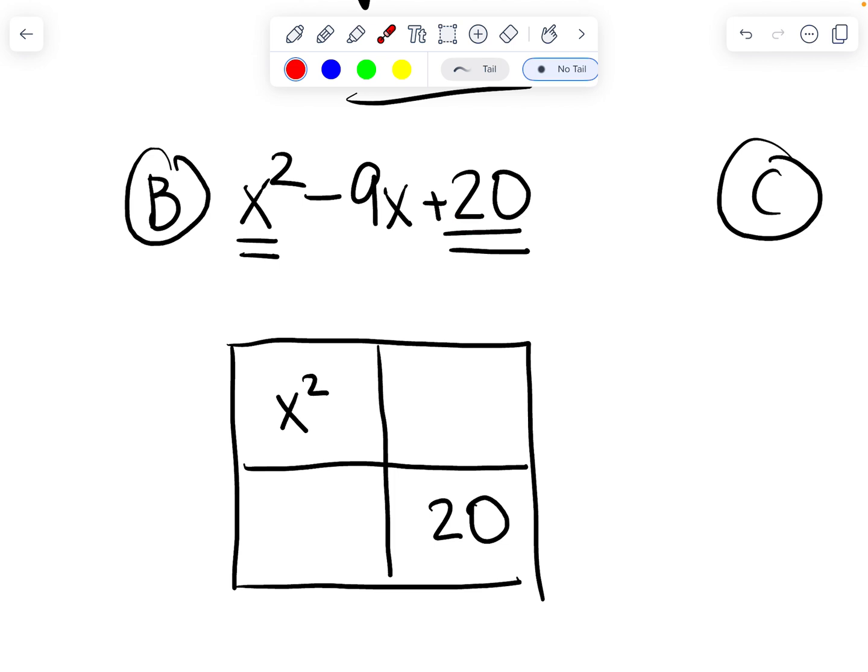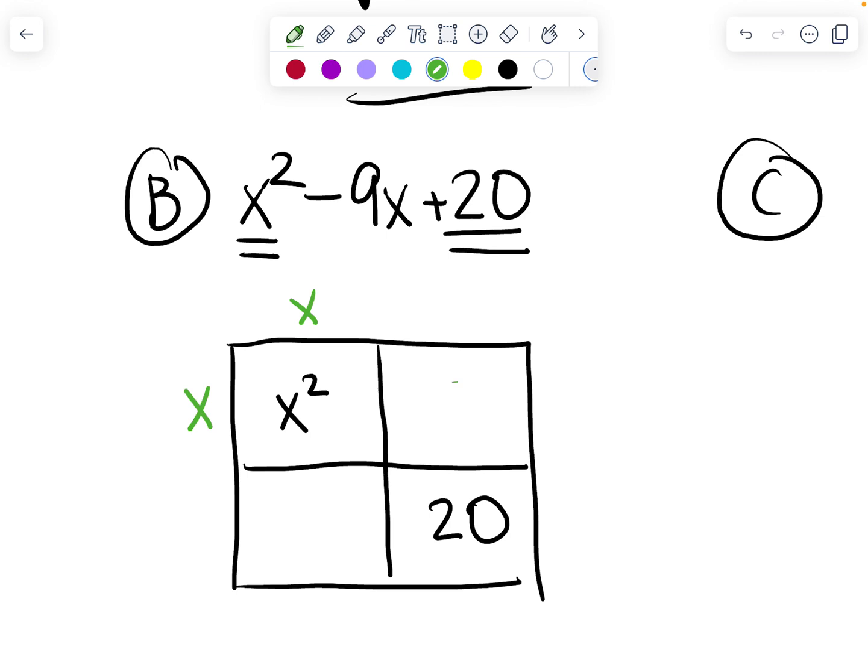Once you have that inner box filled in, then you're going to want to fill in the top left corner outsides. You don't want to fill this in. Don't worry about that 9x. That's not this part yet, okay? Can't do that just yet. So I'm going to fill in this with an x and that with an x. That makes sense. x times x is x squared.